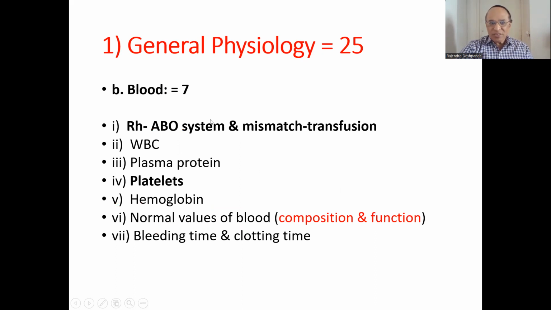Then blood, 7 lectures. First, there will be blood groups, Rh group and ABO system, A group, B group, O group, AB blood group, and mismatched transfusion. What can be the problems? WBC, white blood cells, also called leukocytes, are the soldiers. Plasma proteins like albumin, globulin, etc. Platelets, thrombocytes, which are essential for the clotting phenomena. Hemoglobin, the best material to carry oxygen to the body cells. Normal values of blood, that is composition and function, bleeding time and clotting time.